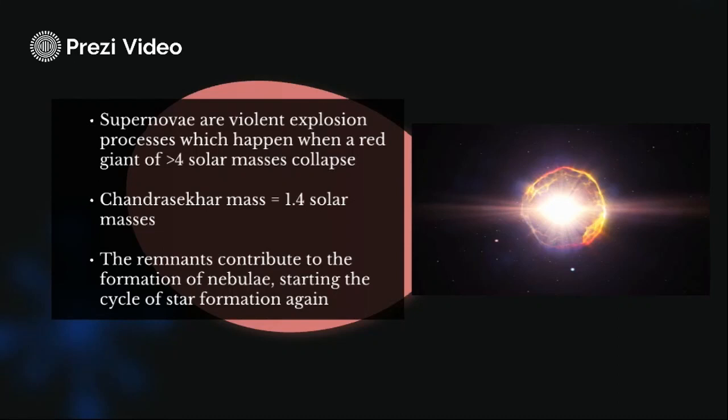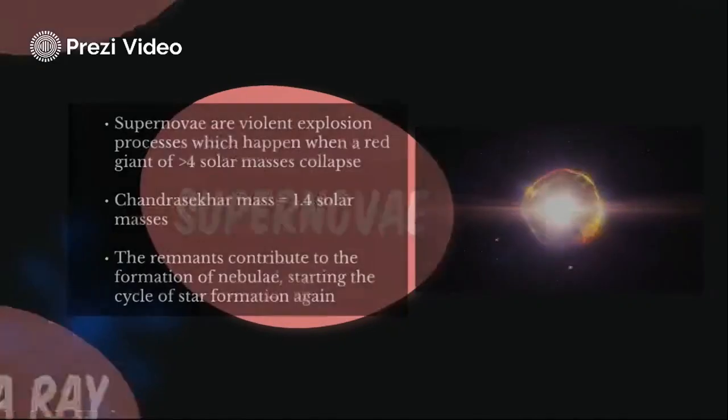If the remnant mass of the star is less than 1.4 times the mass of the Sun, it will evolve into a white dwarf. This limit was established by Indian American physicist Subramaniam Chandrasekhar, and it is now referred to as the Chandrasekhar mass limit. If the mass is greater than 1.4 times that of the Sun, the star will eventually become either a neutron star or a black hole, depending on its final mass. The remnant of the star contributes to the formation of nebulae, starting the cycle of star formation all over again.